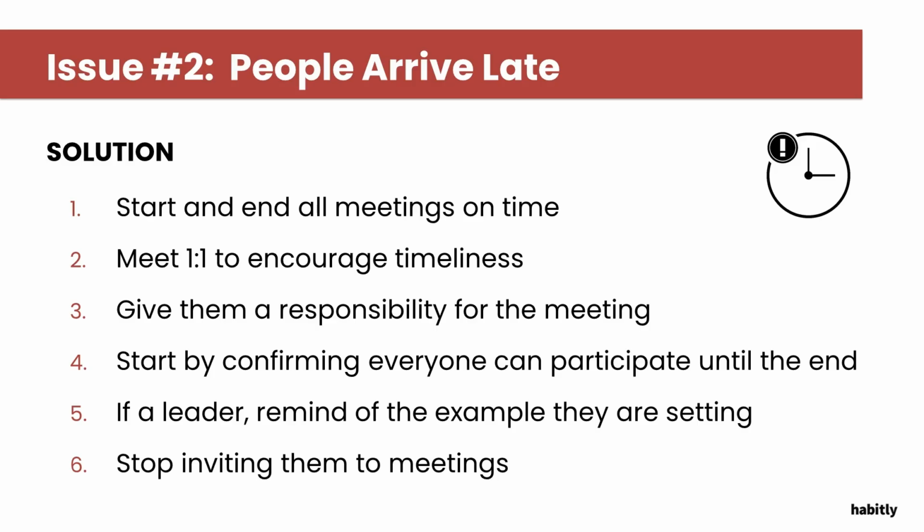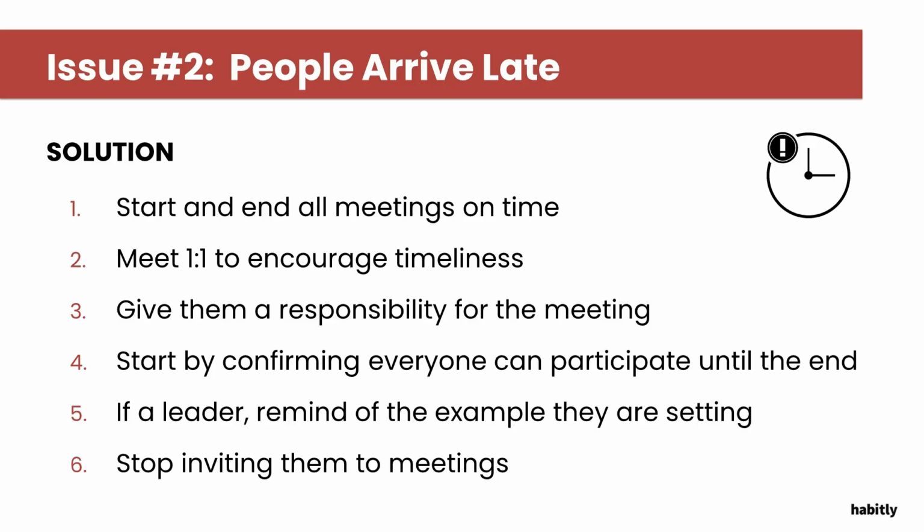So number two, you can meet one-on-one with someone to encourage them to be on time. Number three, give them a responsibility. So they need to show up and they need to be prepared. Don't give them a responsibility if that's going to slow them down and they do things at the last minute and it's going to make them late. Number four, start by confirming everyone can participate until the end of the meeting. If you have a problem with people leaving early, at the beginning of the meeting, confirm everybody can stay till the end. If they can't, and it's important that that person or those people stay the full time, reschedule.